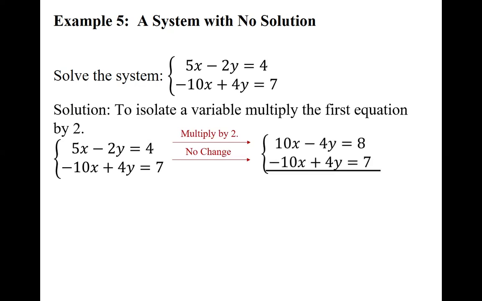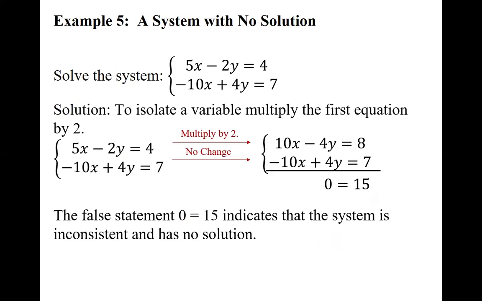and we get 10x minus 4y equals 8. And when we go to add, something happens. Not only did the x's go away, but the y's went away as well, leaving us with just 0 on the left. On the right, we still added 8 plus 7, and we got 15. So we ended up with the statement 0 equals 15. This is false, which means there's no solution. If there's no solution, the system is inconsistent.